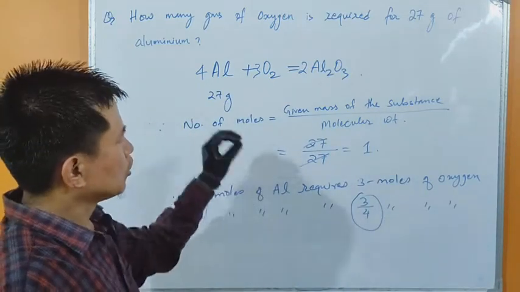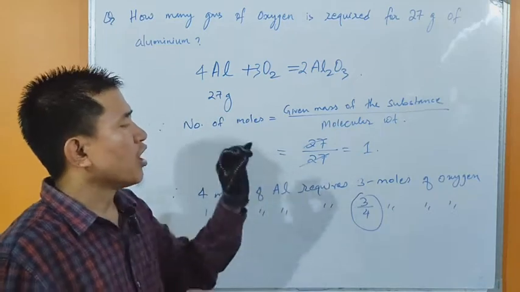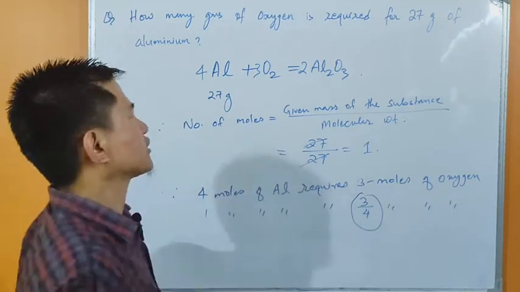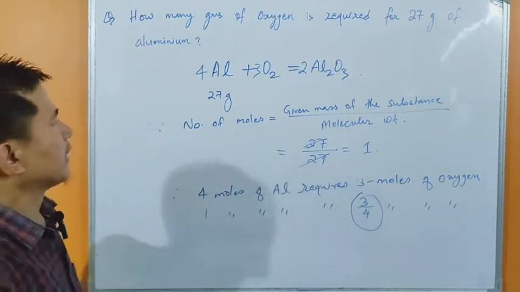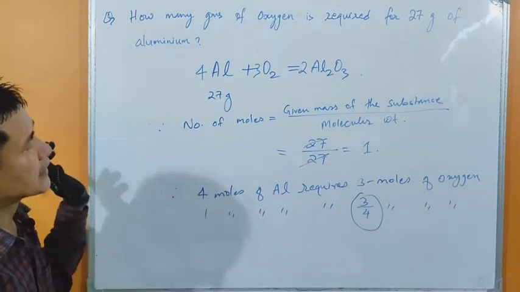Got it? So 3 upon 4 moles of oxygen means how many grams of oxygen? We are asked to find that. Let me erase this. Please take the screenshot of this.